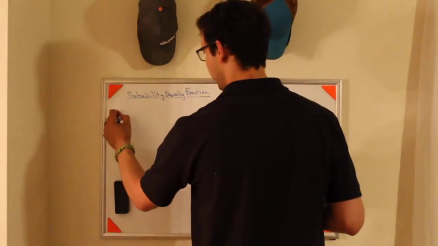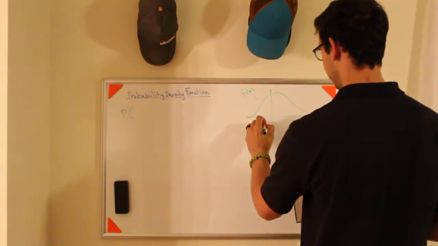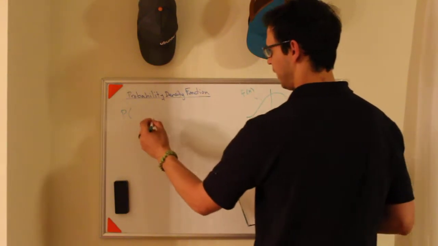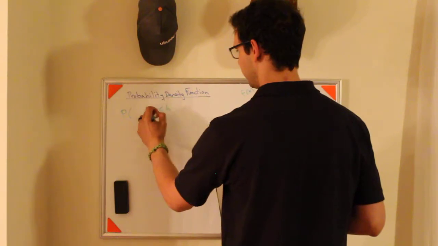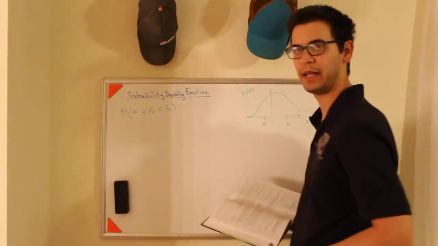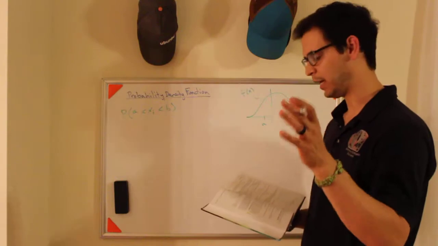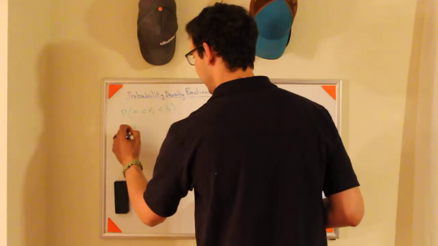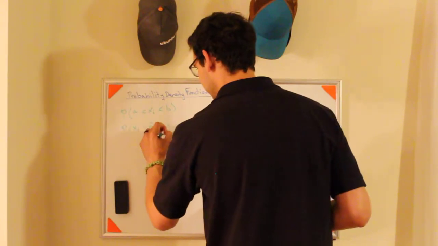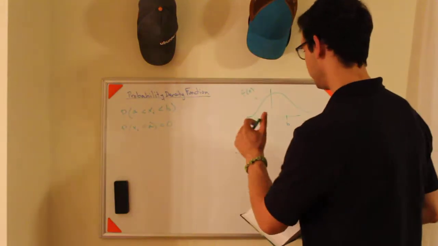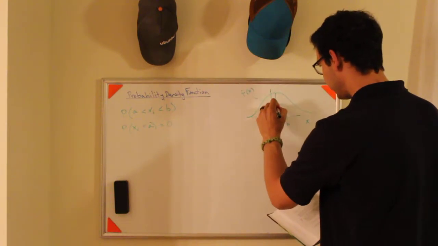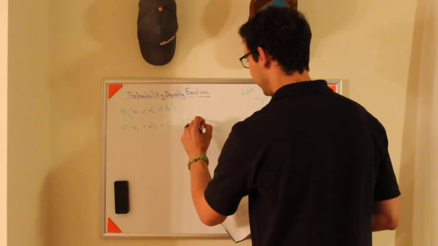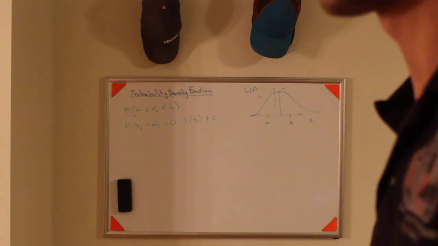Then if I want the probability, let's say I take a and b here, I want the probability that my variable xi is going to be between a and b. Because remember, a continuous random variable cannot be exact: the probability that xi equals a is 0, right? This is what might be kind of confusing. f of xi is definitely not 0.